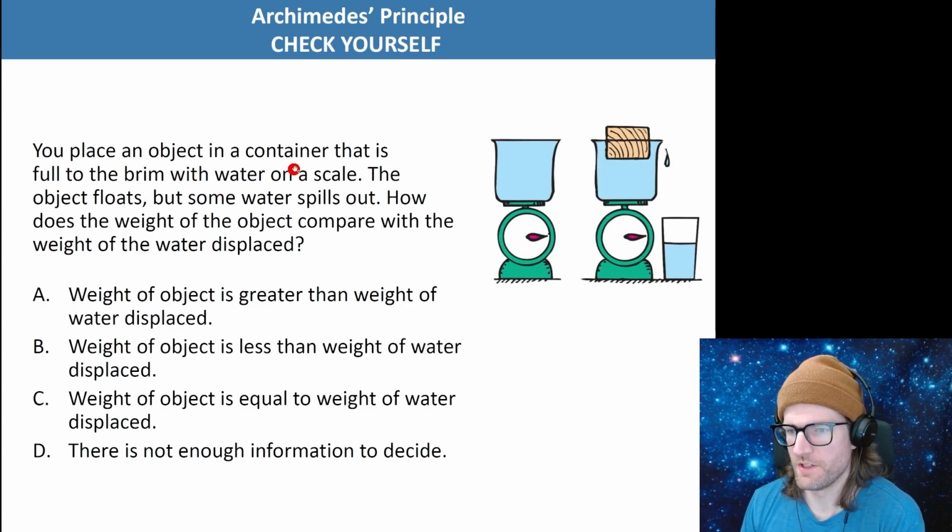You place an object in a container that is full to the brim with water on a scale. The object floats, but some water spills out. How does the weight of the object compare to the weight of the water displaced?